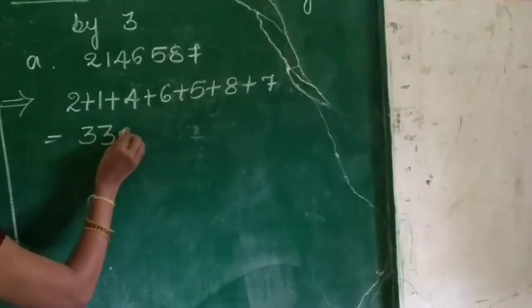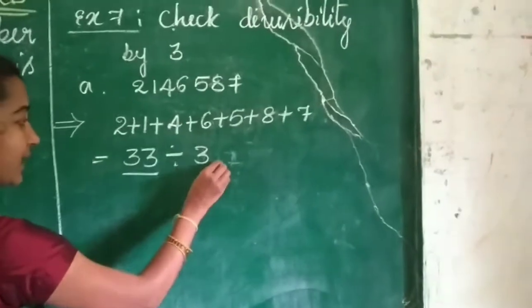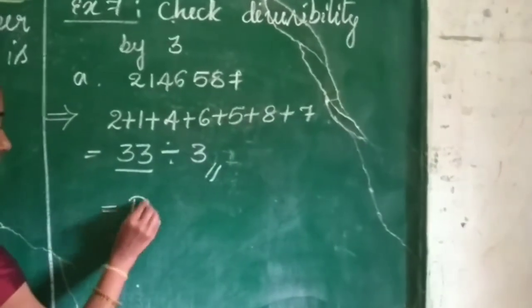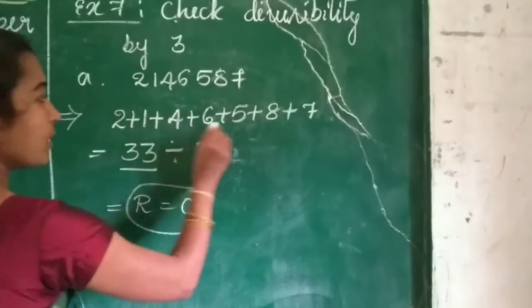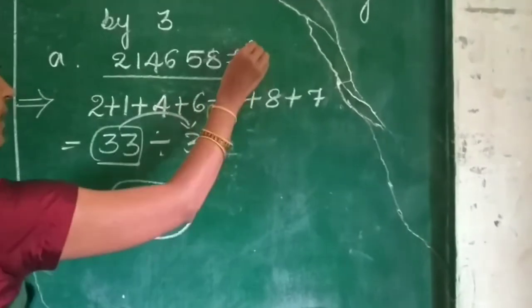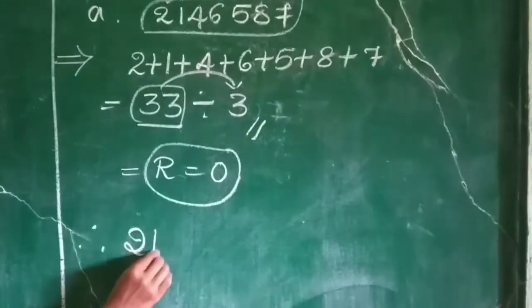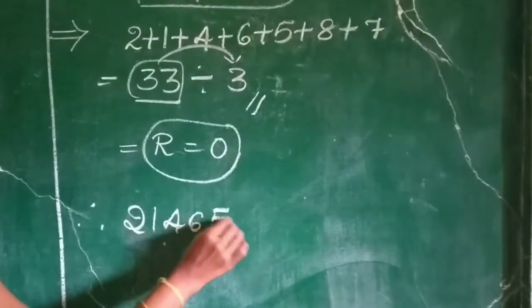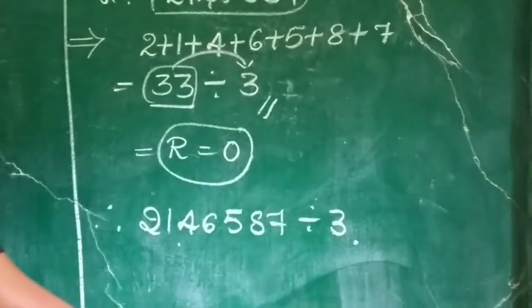Is 33 divisible by 3? Yes. 33 is completely divisible by 3. It leaves the remainder 0. Yes, the sum of the digits of the number is divisible by 3, so the whole number is divisible by 3. So we conclude that the given number is divisible by 3.